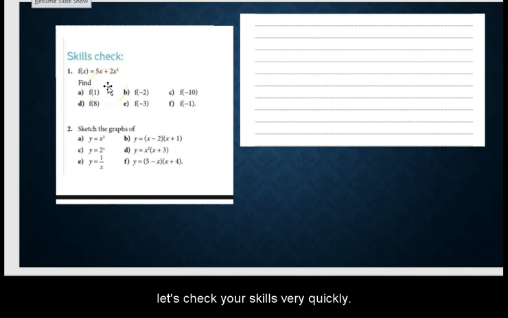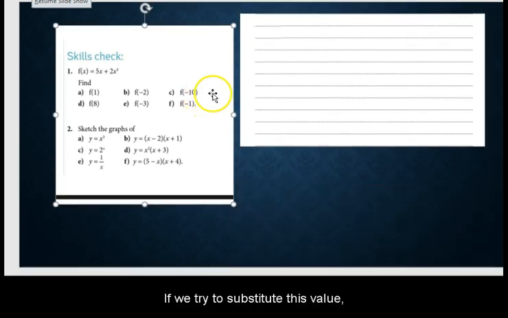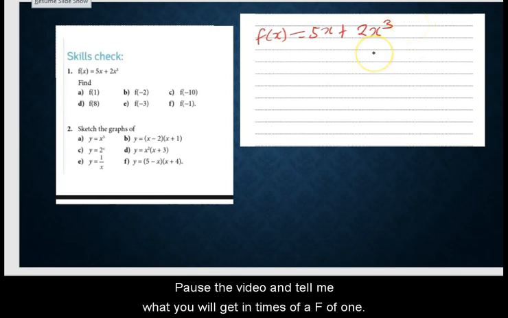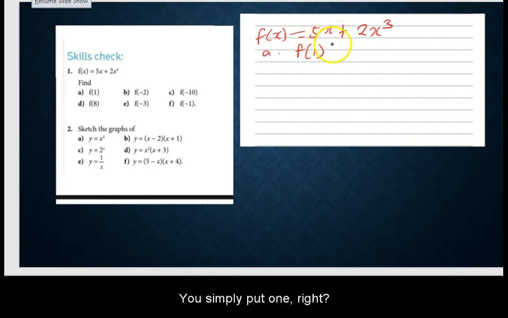Okay, let's check your skills. Very quickly, try to test your understanding. What is this function? If we try to substitute this value, we have f of x equal 5x plus 2x cubed. Pause the video and tell me what you will get in terms of f of 1. You simply put 1, right? Do that. Conceptual understanding.